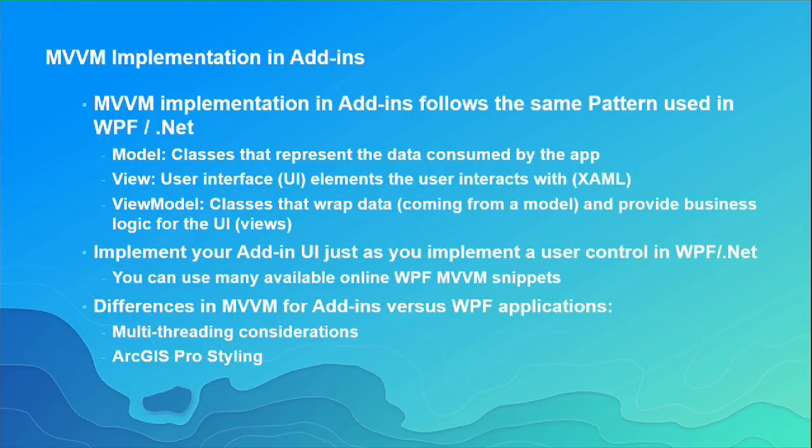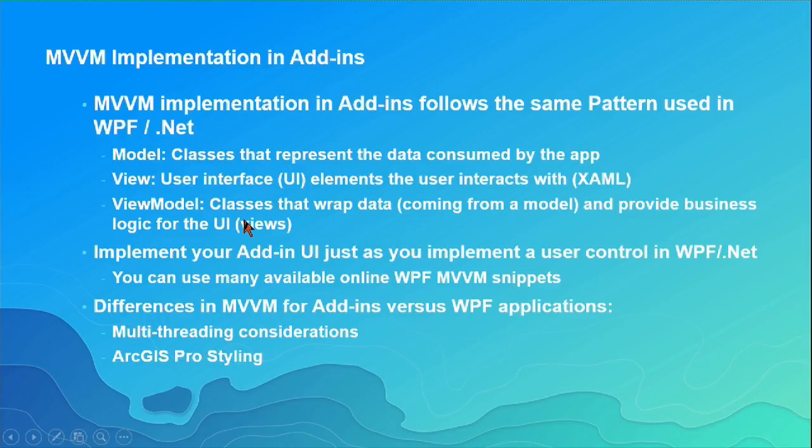So again, the model in MVVM represents the classes that represent the data that's consumed by the application. The view is actually the user interface elements the user interacts with, and that's defined in XAML. And then the view model are the classes that wrap the data coming from the model and provide the business logic for the UI, for the views. And we'll see that in the next sample, how this works.